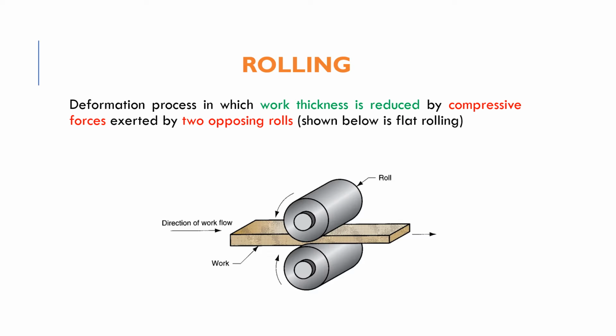Now let us look into the rolling process first. The rolling process can be defined as the deformation process where you reduce the work thickness by the compressing forces exerted through two opposing rolls. For example, like in the picture below. This is the schematic diagram for the rolling process. If you can see, there is metal here, and then it goes through two rollers, and the thickness of the part will be reduced.